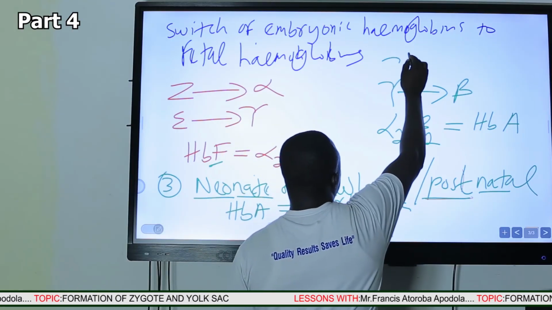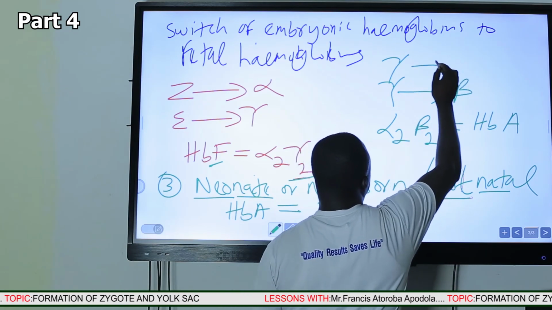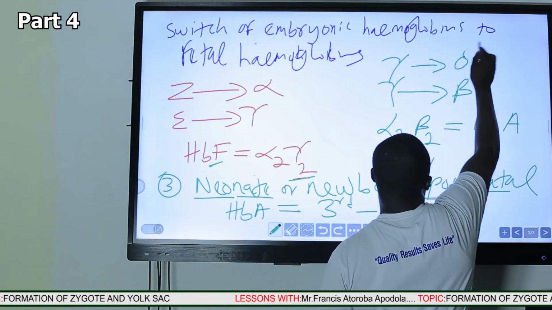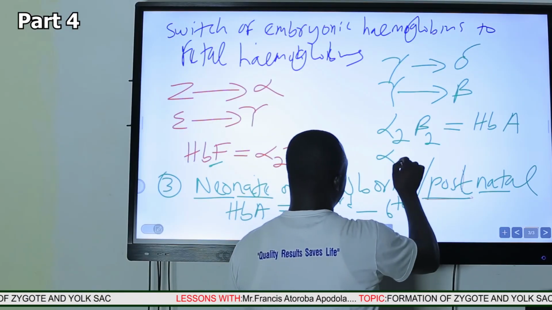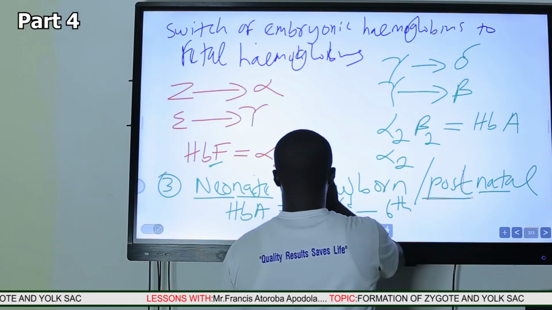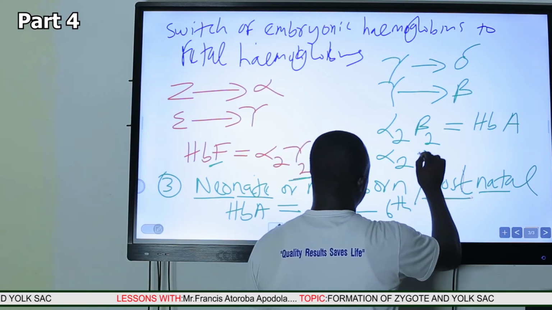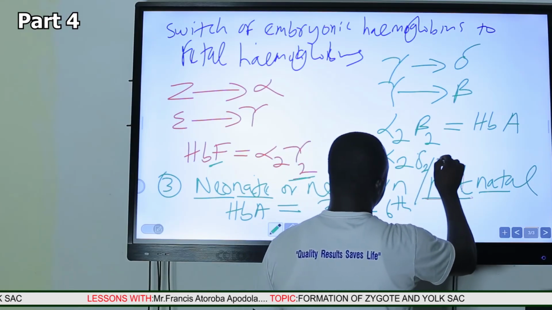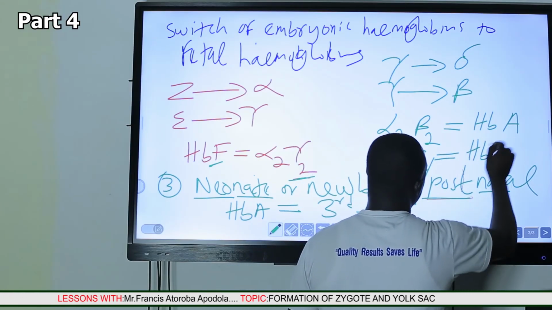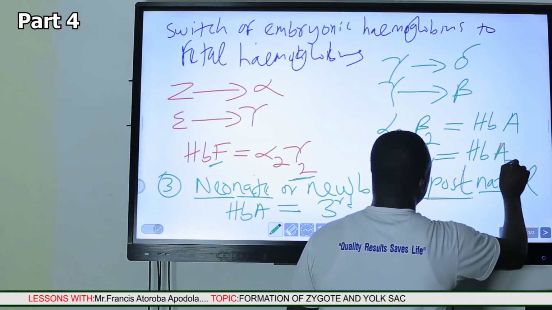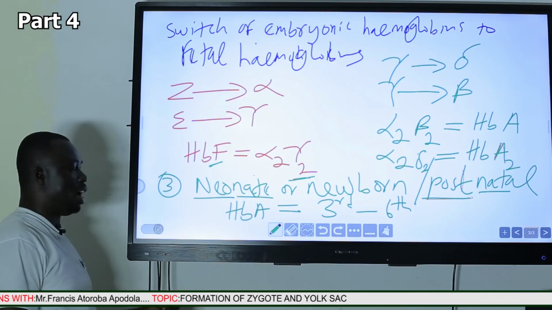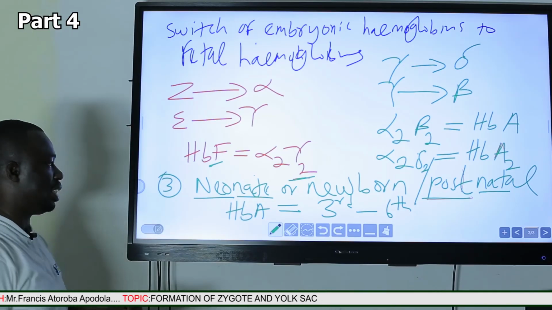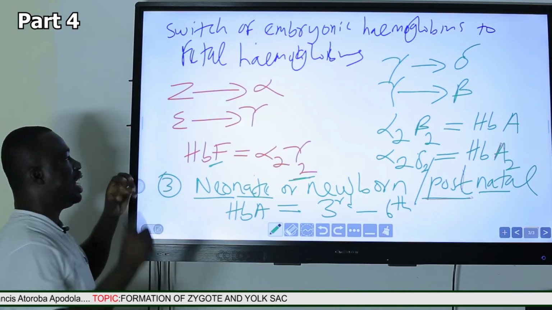So there is also a switch. There is also a switch of the gamma to delta. So we have delta chains. So when there is a switch, that means that we can have two alpha chains if gamma is switching to delta. So we have two delta chains, and that will give me hemoglobin A2. So hemoglobin A2 comprises of 2 alpha chains and 2 delta chains.